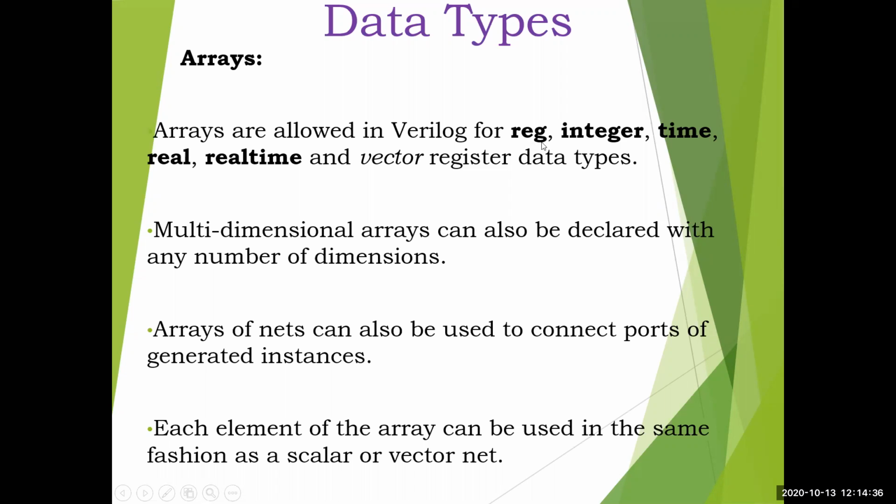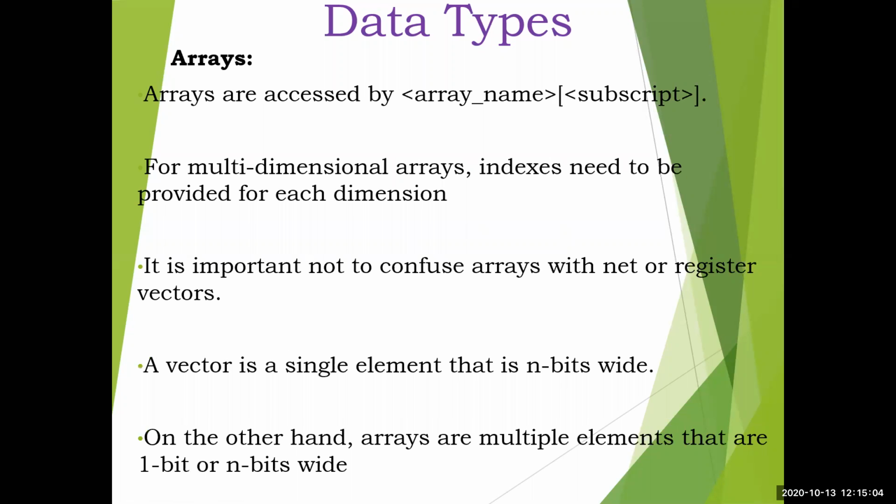Here I have not mentioned register, wire, or nets, but it can be used to connect ports of generated instances. We can write it as arrays. Each element of the array can be used in the same fashion as a scalar or vector net. So confusion starts here, between arrays and vectors. A vector is written before the variable name, whereas for arrays we use the square brackets after the variable. We'll see the example so it is clear to you.